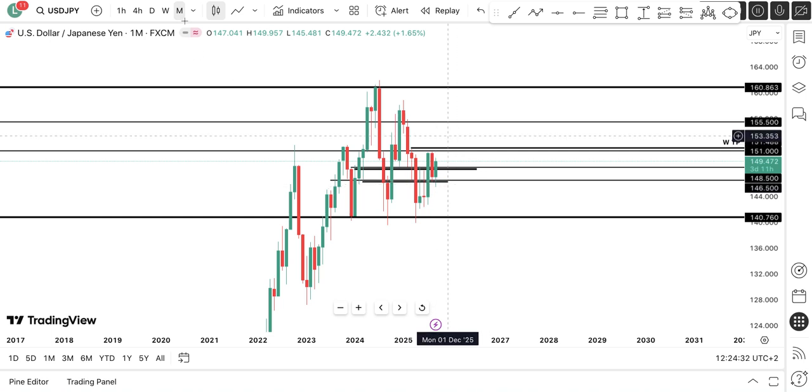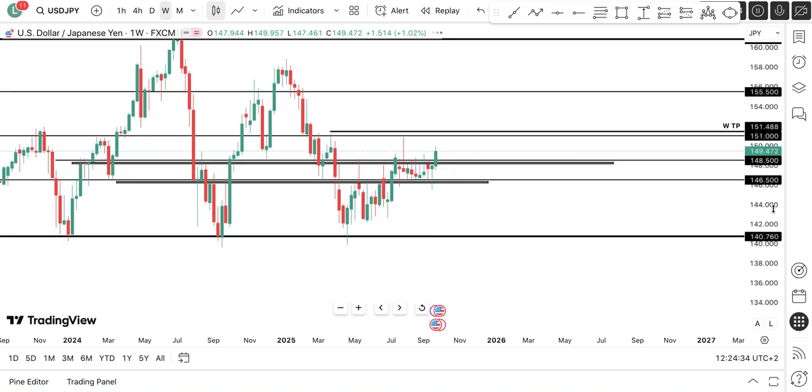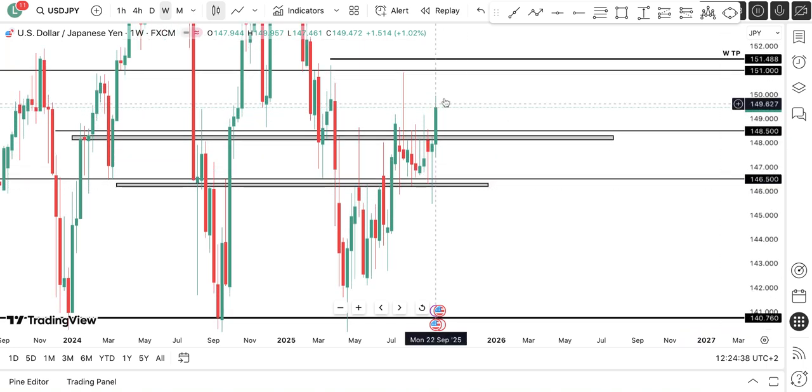So the USDJPY, it's bullish. We're anticipating a push to the upside.